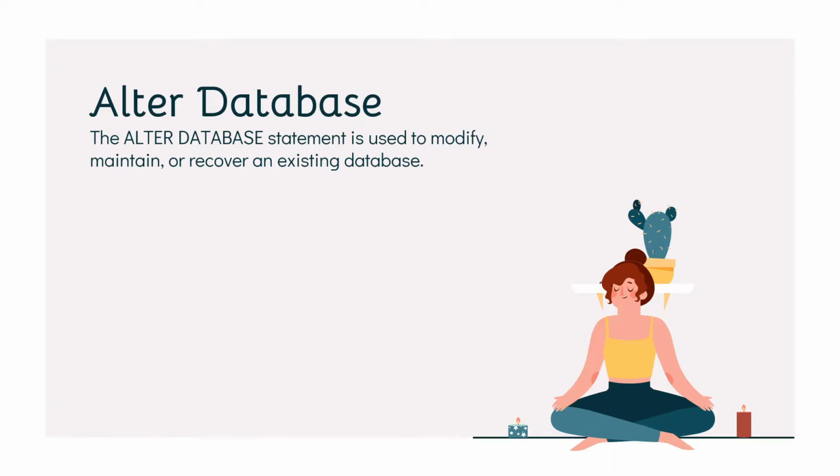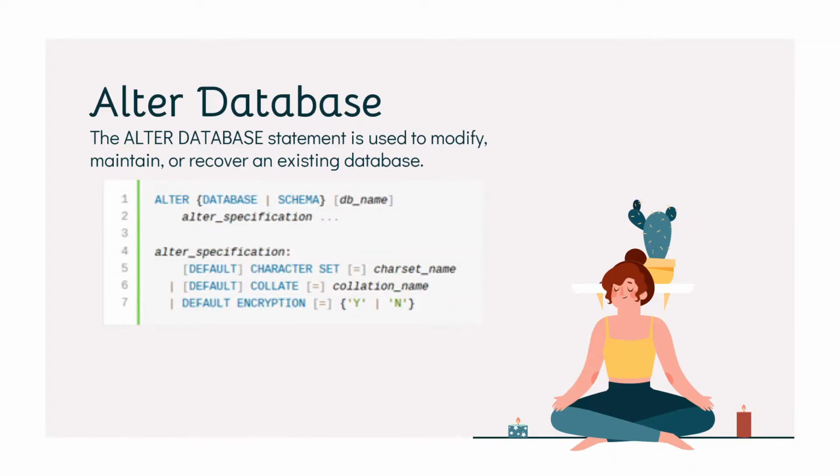You can see the alter database syntax in this screenshot. The syntax is alter, then database or schema, then the database name, then the alter specification. An example of an alter specification is if we want to modify the character set, collation, or encryption of our database.